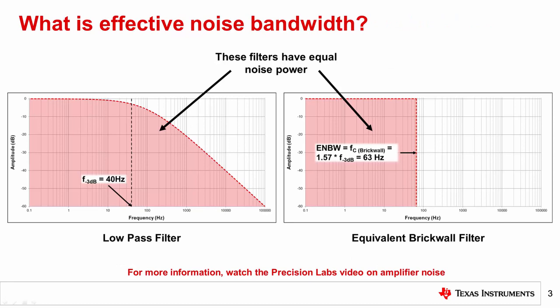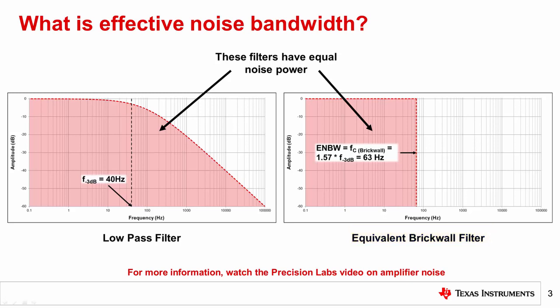Let's now quickly review what effective noise bandwidth is. Effective noise bandwidth is a mathematical approximation that helps simplify the calculations that determine how much noise each component passes into the signal chain. The effective noise bandwidth of any component or system is the cutoff frequency of an ideal brickwall filter whose noise power is approximately equivalent to the noise power of the original filter.